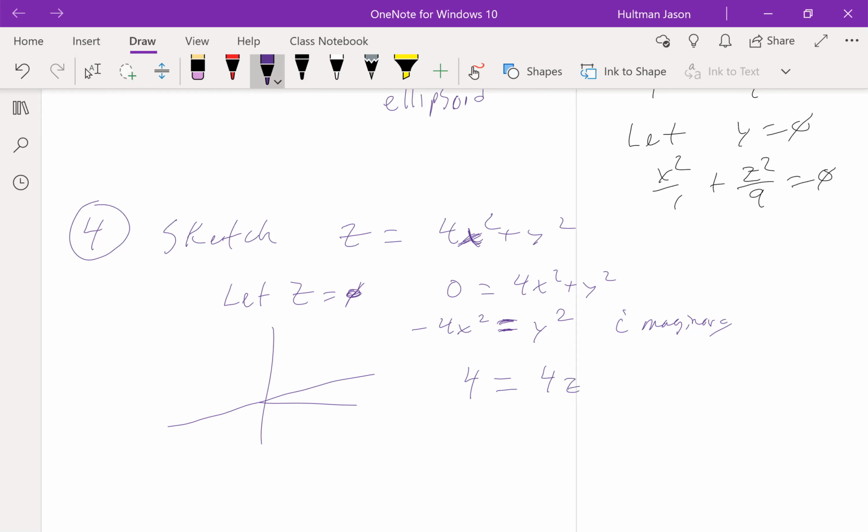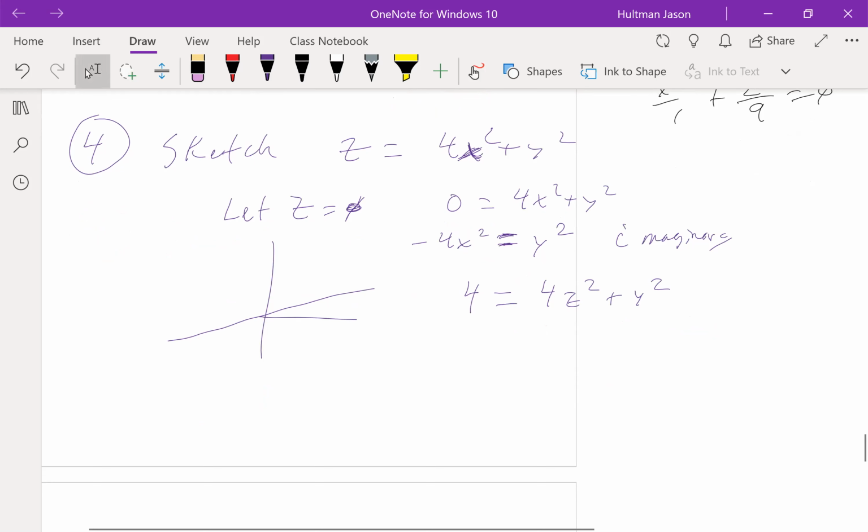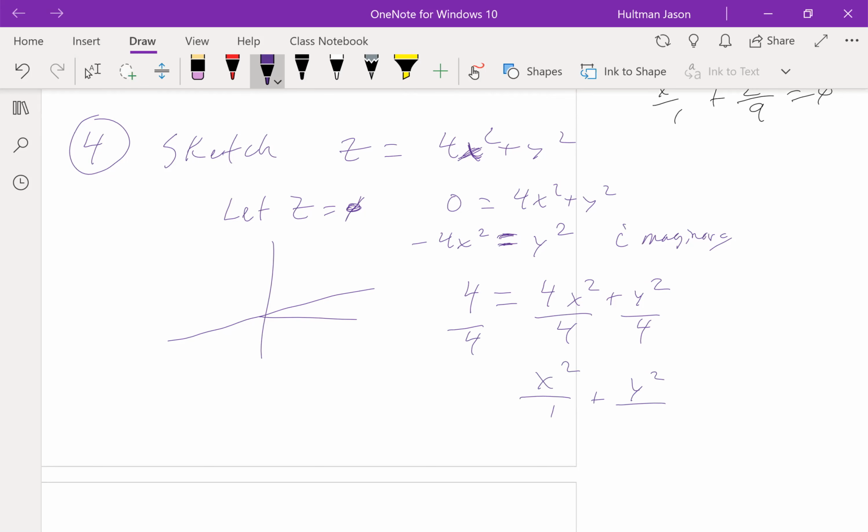4 is equal to 4x squared plus y squared. Now, why is 4 a better choice? Because it's the product of the coefficients of x squared and y squared. And when I divide by 4, what happens? Don't I end up with an ellipse? Does that make sense? So if I let z be 4, then I can just turn this thing into an ellipse.